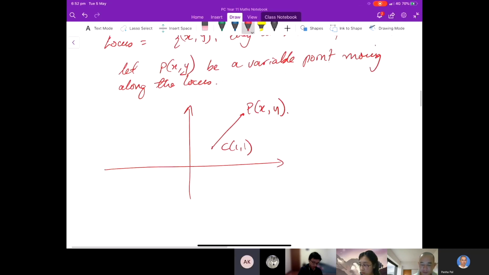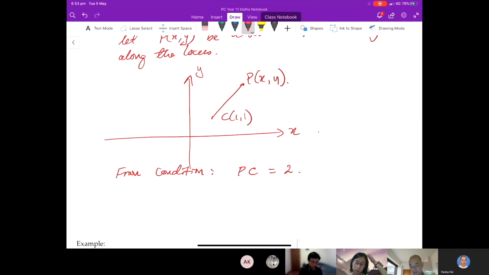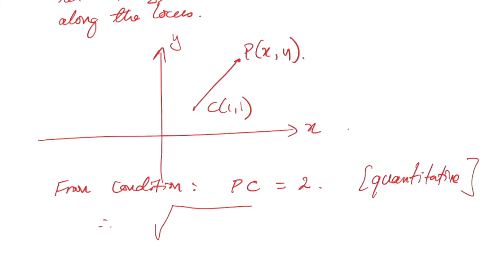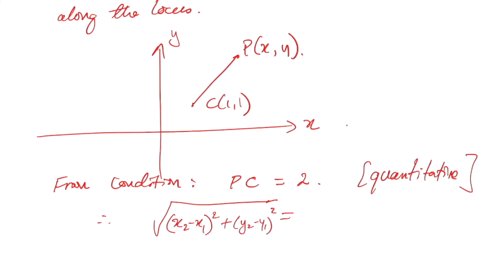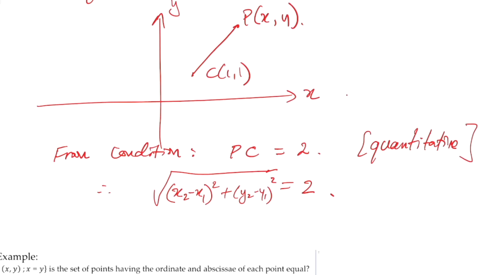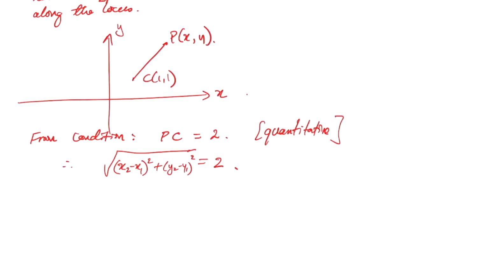If you read the condition of the locus, what does it say? That's quantitative, isn't it? I'm translating the condition into a quantitative way of measure. How do you get PC quantitatively? Pythagoras. That's the distance PC, and that should equal 2, isn't it? Now finish that off, please. Substitute it in. What you should have is (x minus 1) squared plus (y minus 1) squared equals 4.